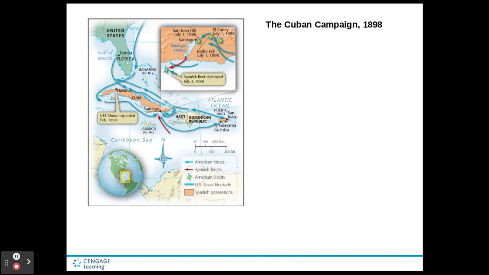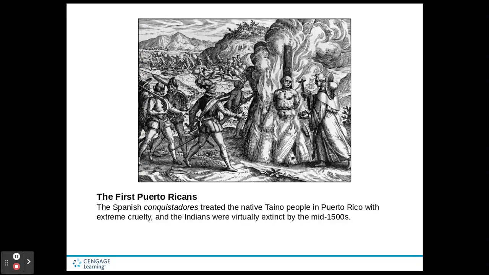In Puerto Rico and Cuba, the battle is also quite short. Within a few months of declaring war against Spain, the Spanish-American War is over, and that leaves America with questions about what they will do with these now territories such as Puerto Rico, Cuba, and the Philippines. And it's important to know that the native Puerto Rican people had almost entirely been eradicated during early colonization under Spanish rule.